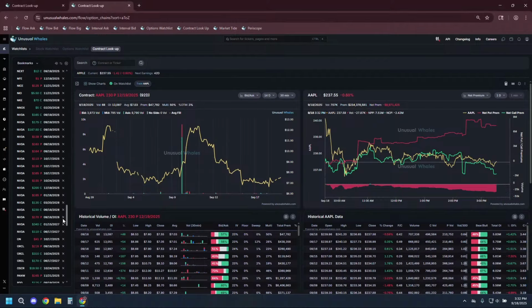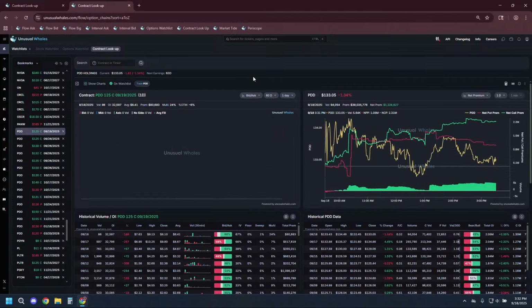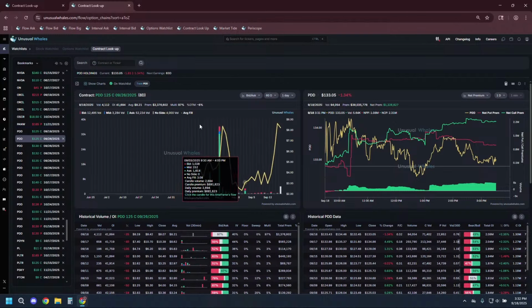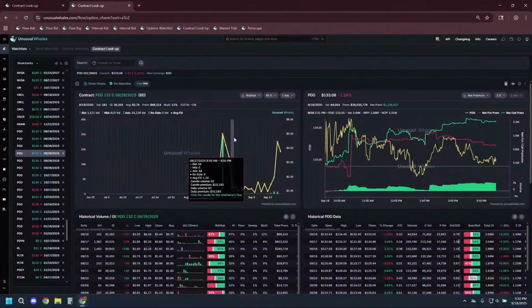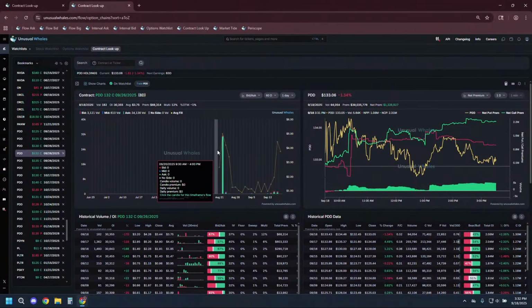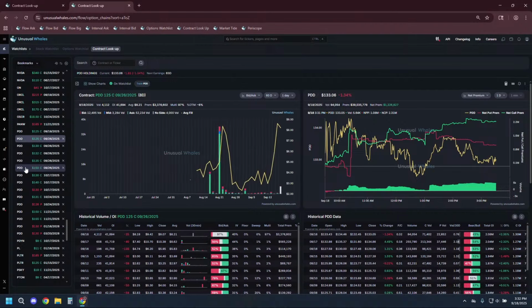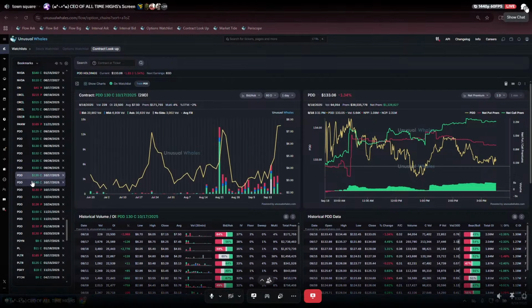So let's just look at a couple of the other PDD stuff. This expires tomorrow, 125. Yeah, that's pointless. Who cares about that? 25. Yeah, you guys remember when it popped after earnings and then went back down? A lot of these people seemingly held through that whole thing, which is insane to me.